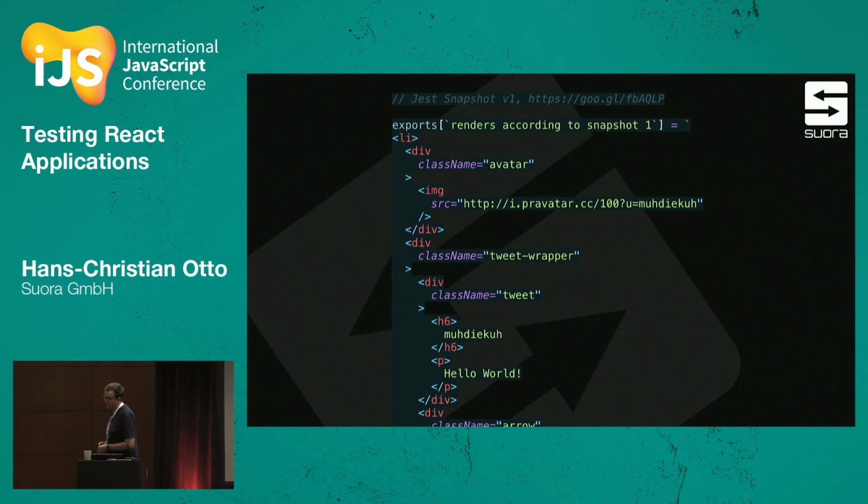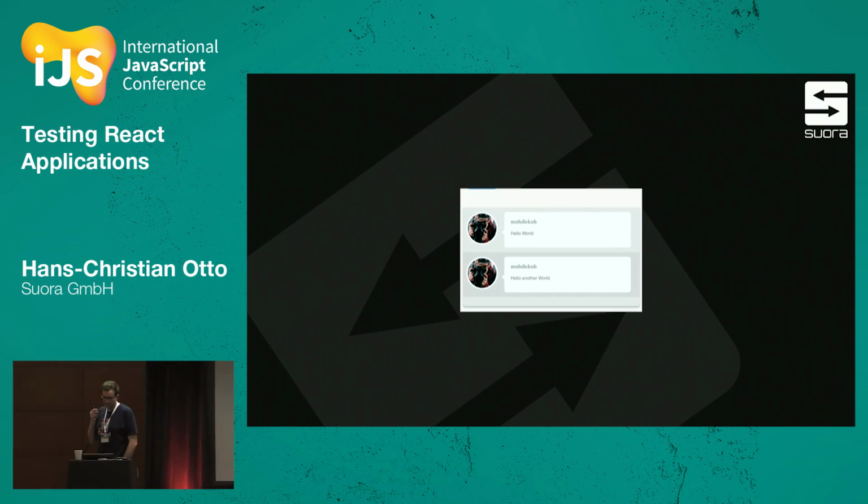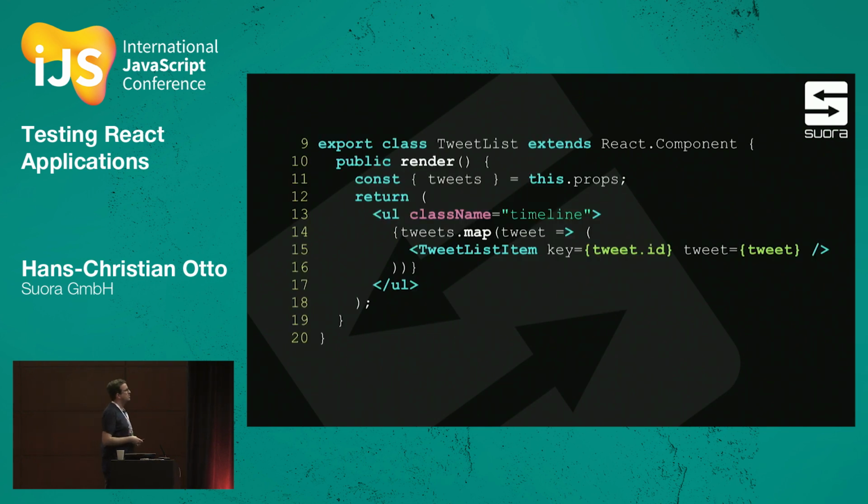I'm going to show you an example of a way I like to do snapshot tests, where quite some other people actually say it's a bad idea, but I want to explain to you why I think it's a good idea when we talk about the list. So let's look at an implementation of the list. An implementation could look like this. It has a render method. It takes the tweets. It actually iterates over the tweets with the JavaScript map function and renders a tweet list item for every tweet that is there.